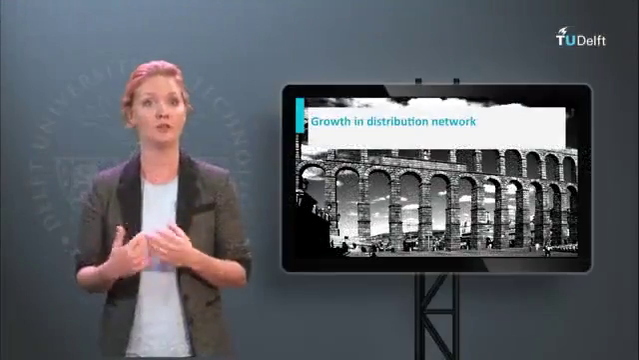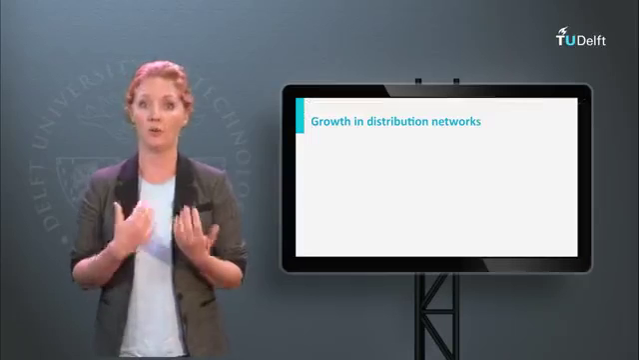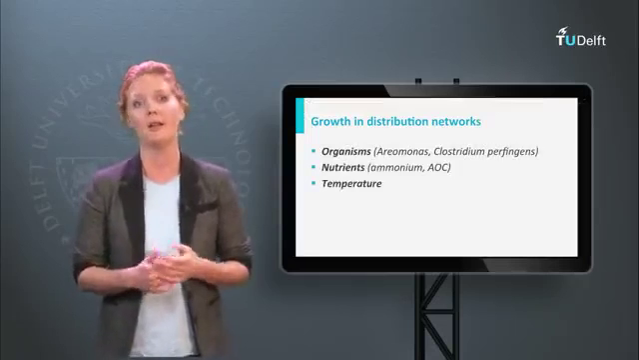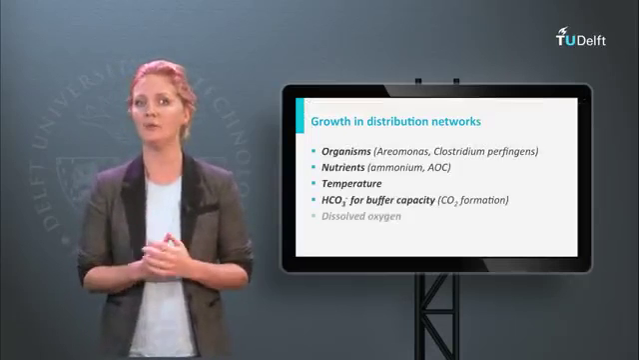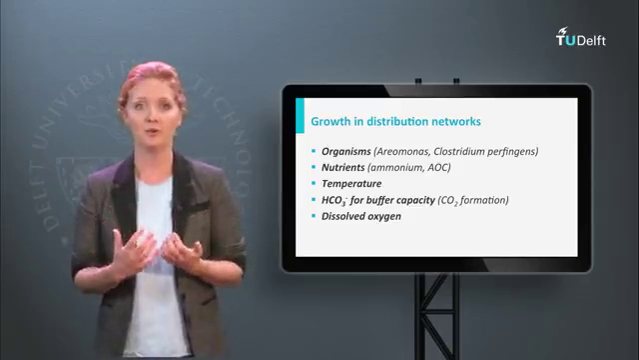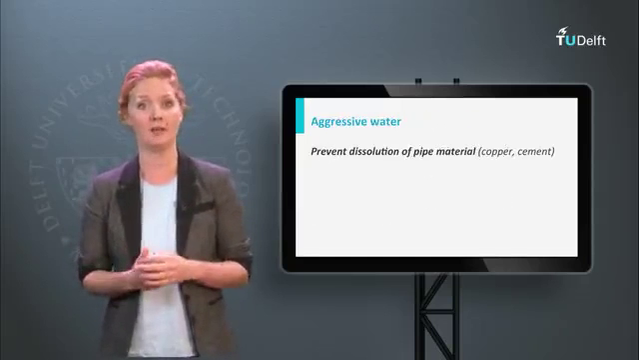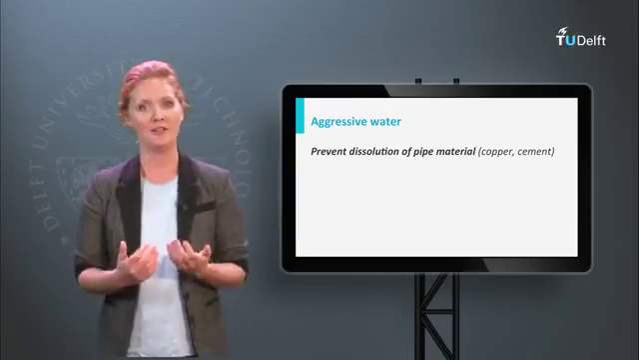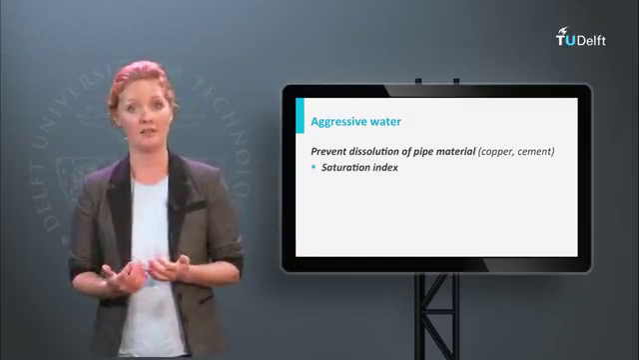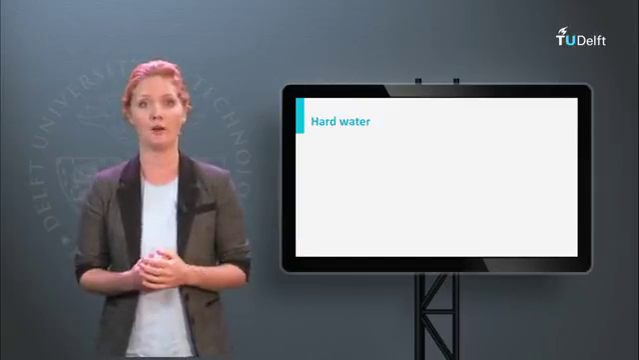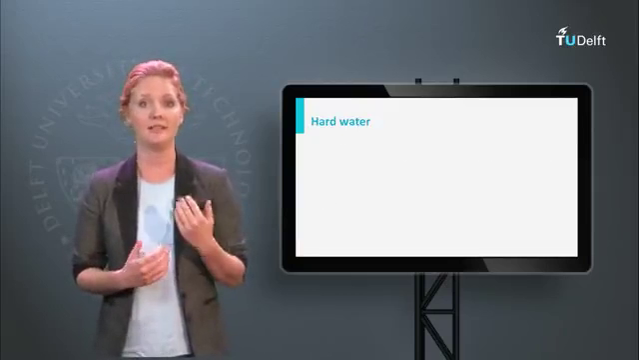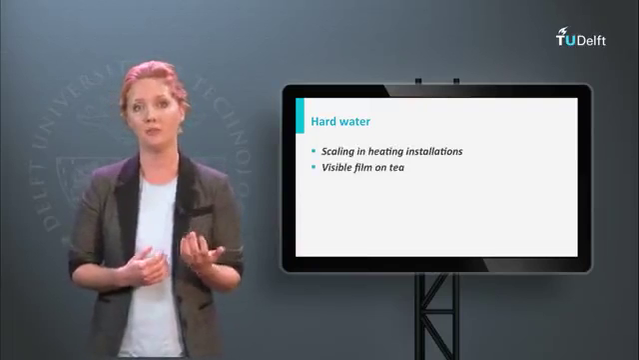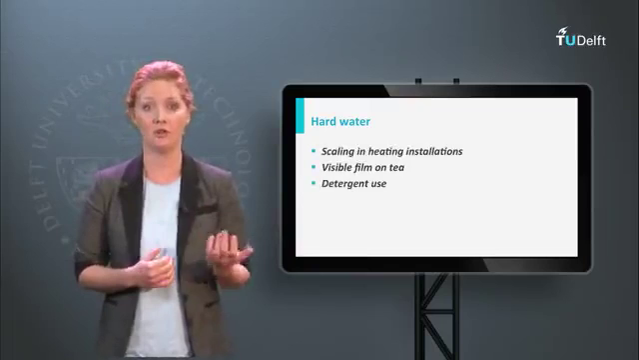Important parameters contributing to the growth in distribution networks are the organisms themselves, but also nutrients, temperature, bicarbonate for buffer capacity, and dissolved oxygen. Apart from growth during distribution, also dissolution of pipelines should be prevented. So aggressive water should be prevented. For this reason, saturation index and pH, but also the hardness of water, as calcium and magnesium ions, is important, as it may cause scaling in heating installations, a film on tea, and less effective use of detergents.